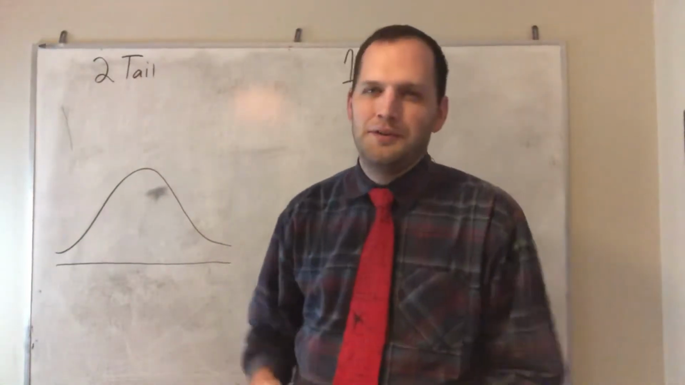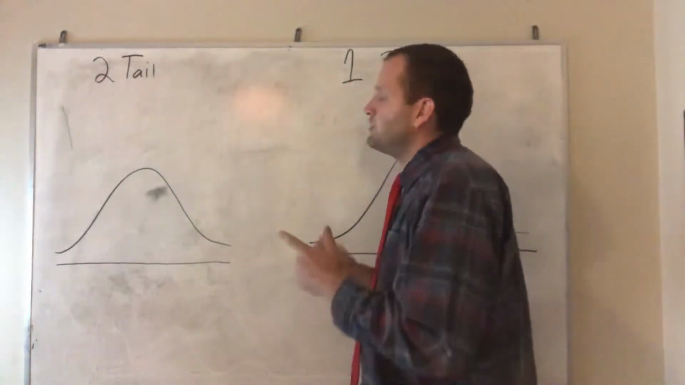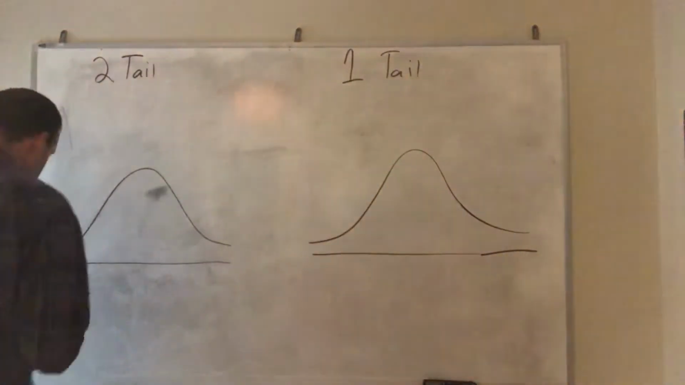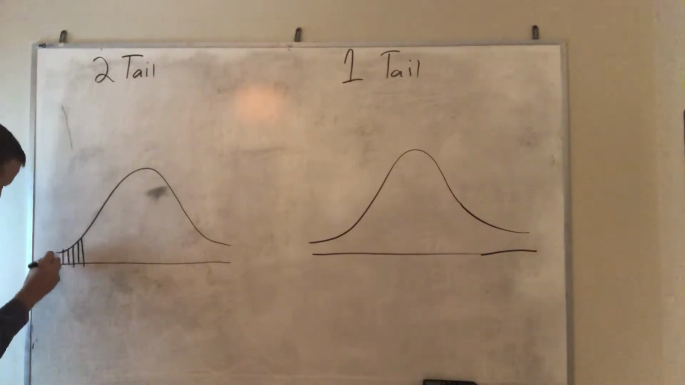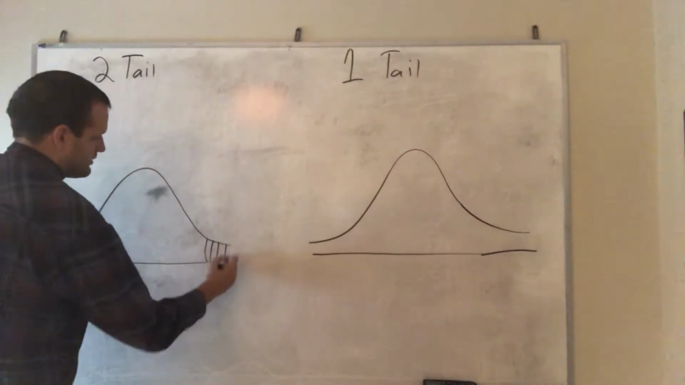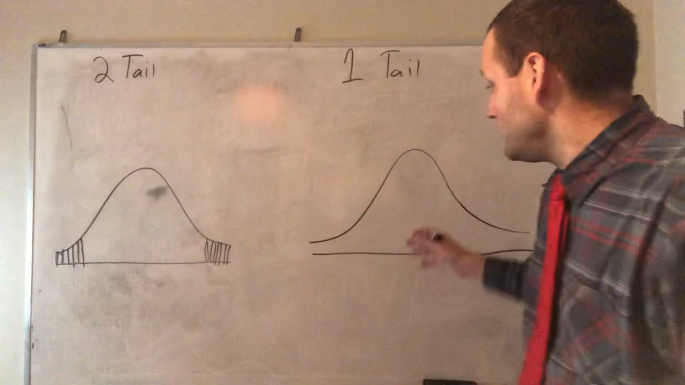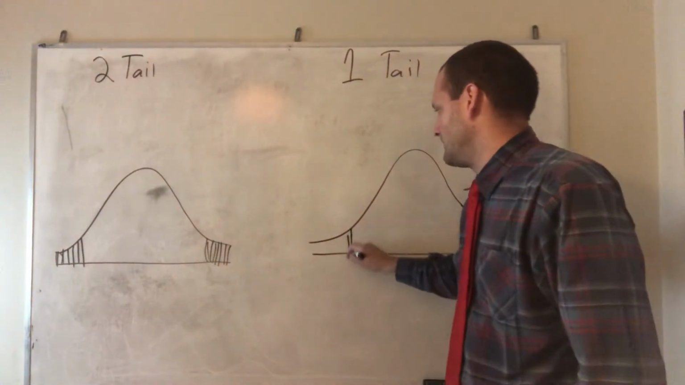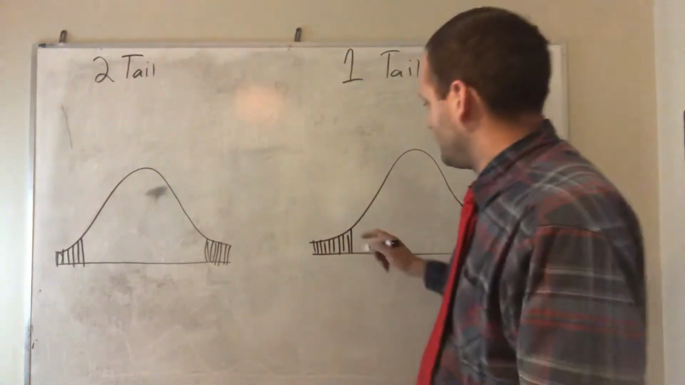Alright, so this is a quicker video. I'm going to talk about the difference between one-tail and two-tail tests. A two-tail test is where we care about both tails. Okay, we care about this critical area in both tails. Whereas in a one-tail test, we only care about the critical area of one tail.